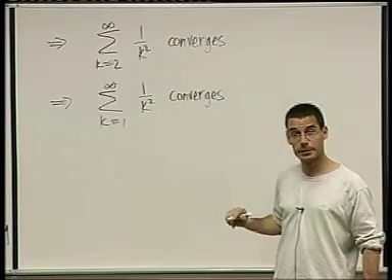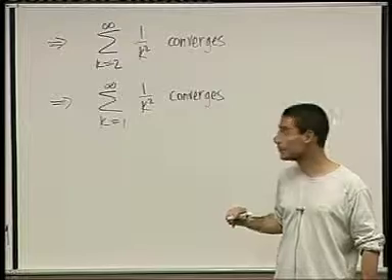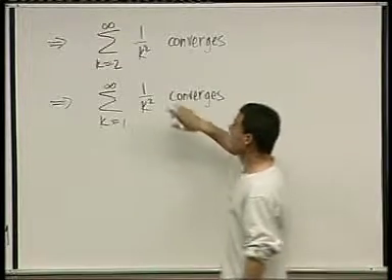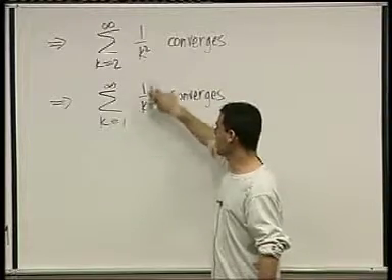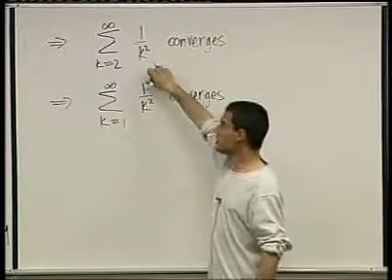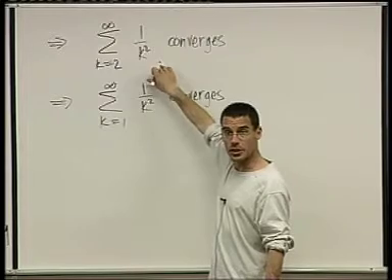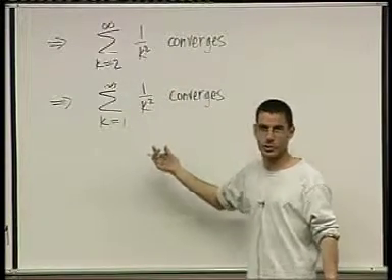Yes? How can we say that the series from k equals 1? What is this thing? This is just 1 over 1 squared, 1 plus this thing. If this thing converges and you add 1, it will still converge. Right?